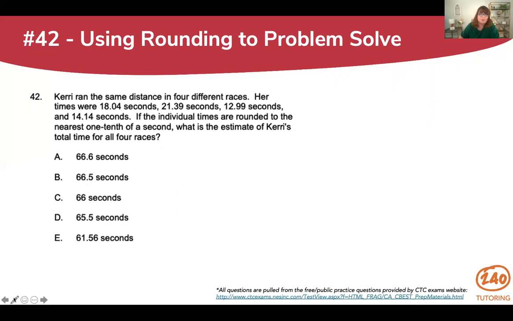Now I'm going to change my pen color back because that green was a little bit hard to read. All right. So it said, what is the estimate? Estimate should tell you I can round. Yay. Rounding makes life easier. All right. It's supposed to make life easier. And in this particular instance, they tell you where to round to. It says rounded to the nearest 1/10 of a second.